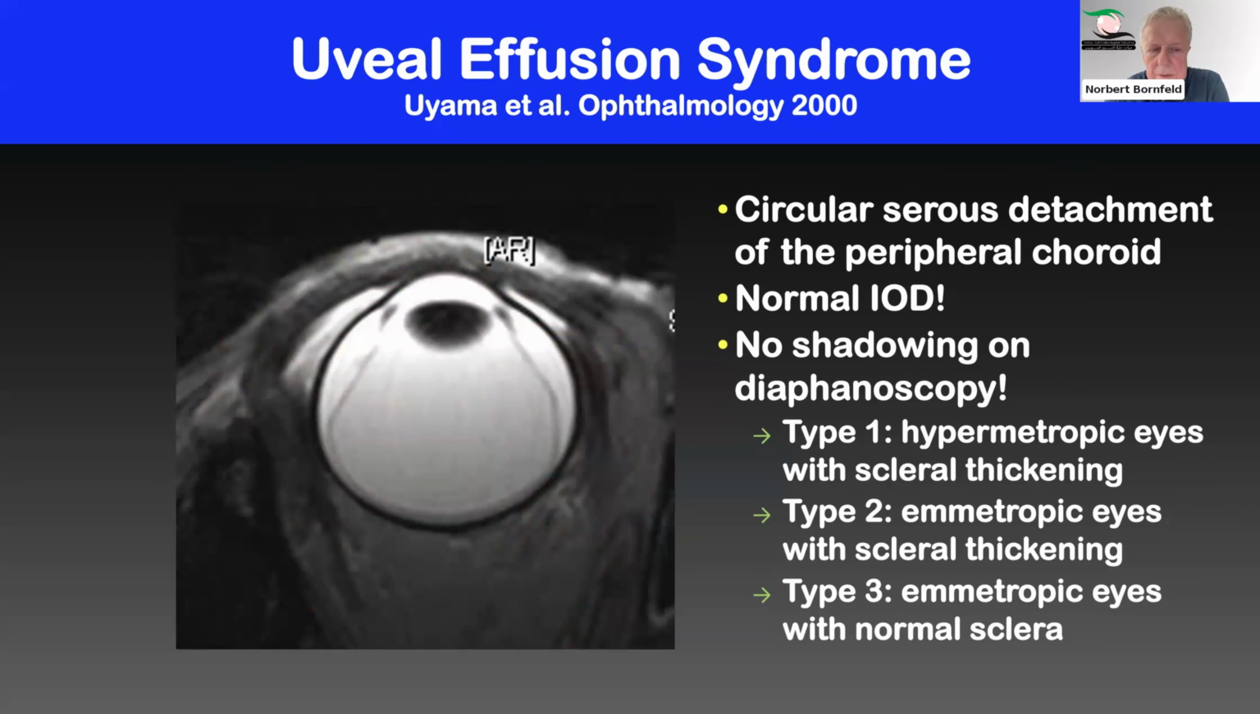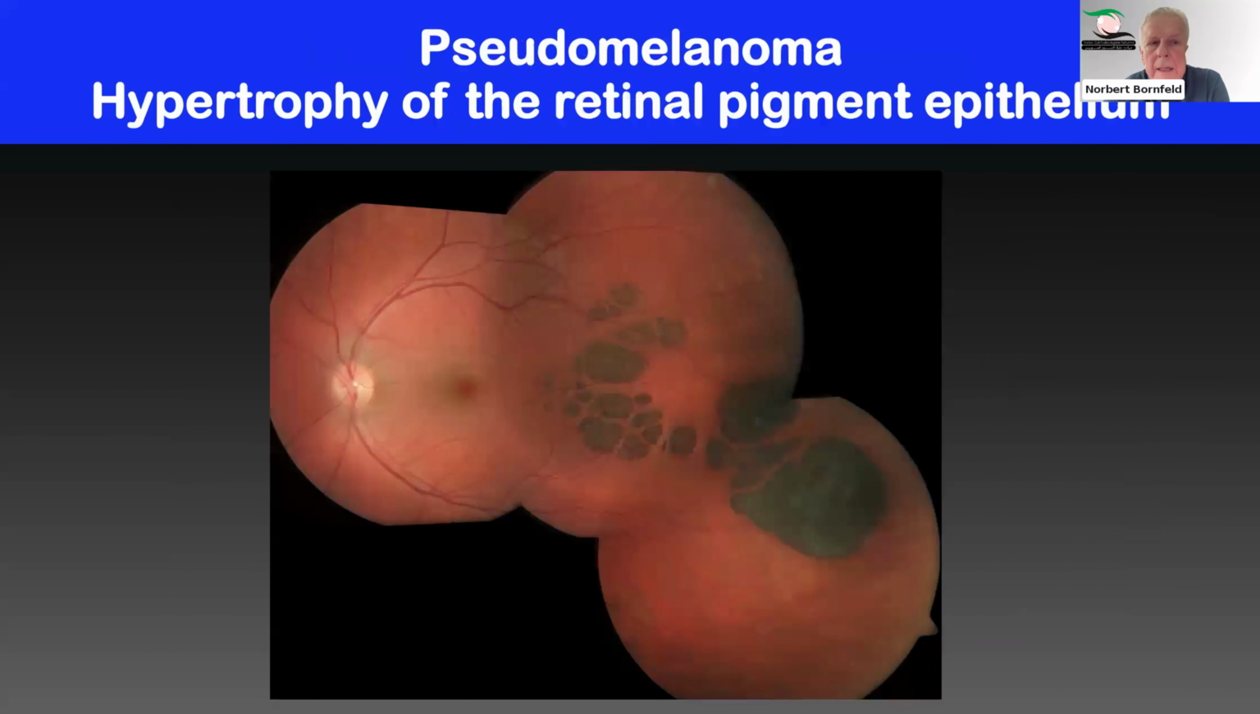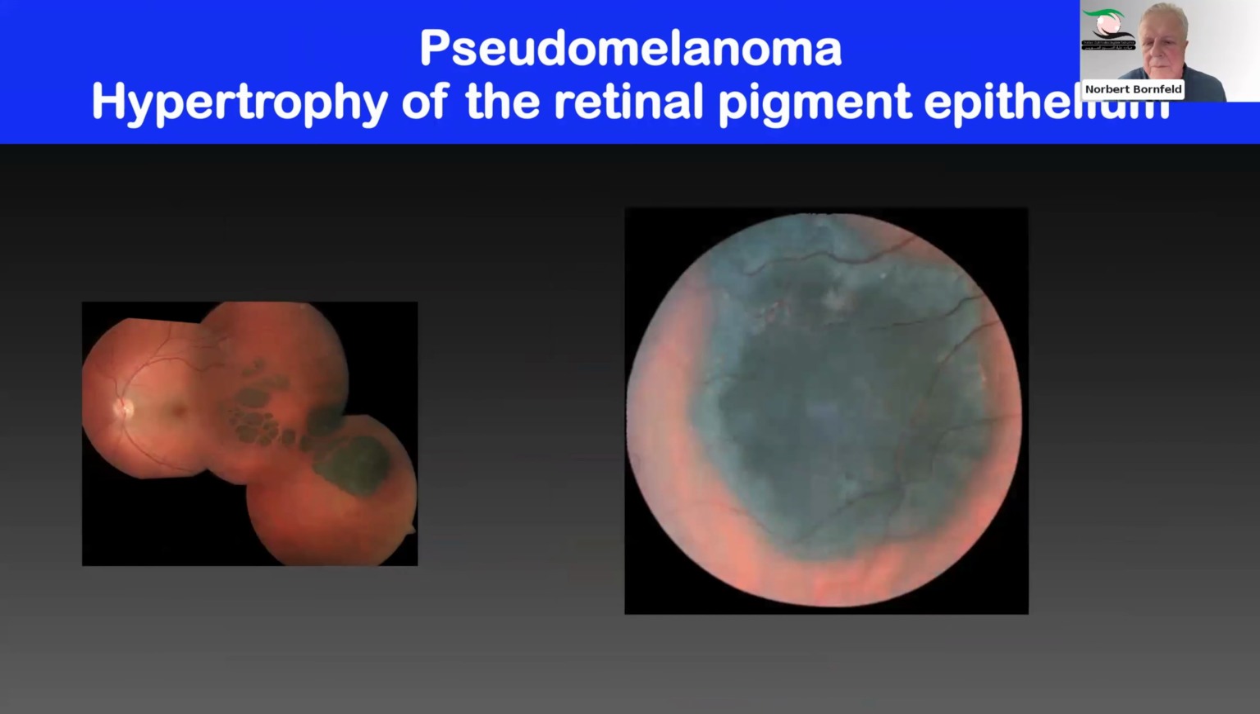That's the MRI imaging of the same patient. Hypertrophy of the retinal pigmented epithelium may be confused. This is a very typical bear track hypertrophy. And that is a typical hypertrophy of the retinal pigmented epithelium in the periphery. It's black. It's dark black, very black.